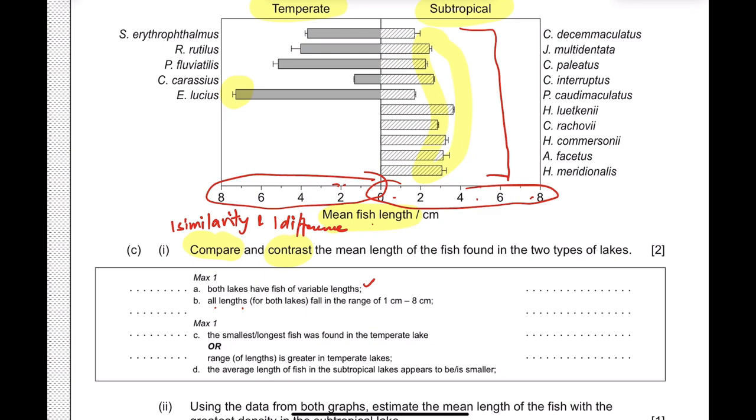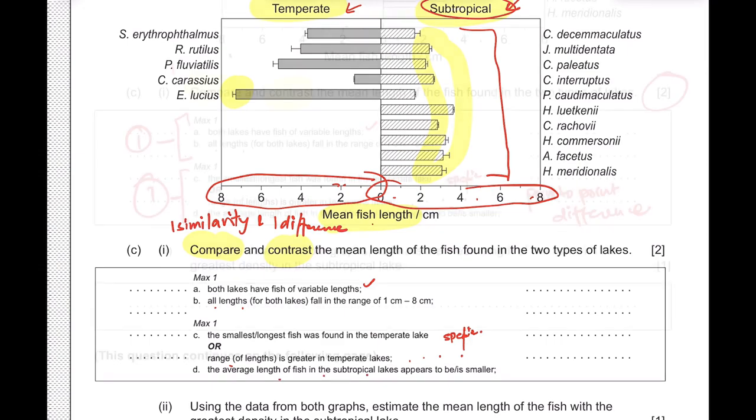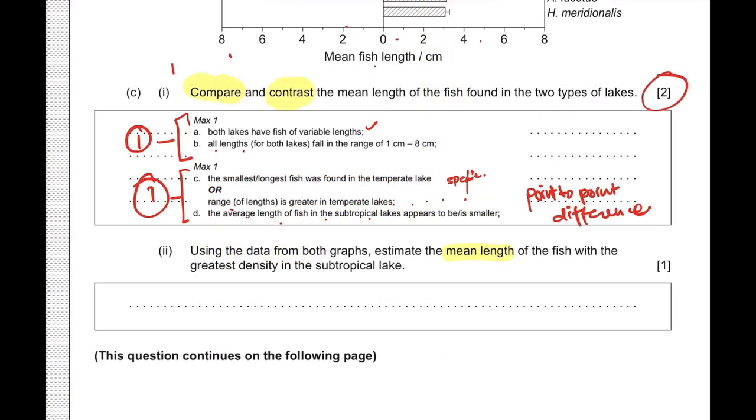This becomes a similarity. Now when you are writing down difference, do not leave your answers incomplete. For example, that the smallest fish was found in temperate, while this you have, because you're comparing with subtropic, it is good to give the specific smallest fish, and range is greater in temperate lake compared to the subtropical. The average length of fish in subtropical appears to be... Estimate the mean length of fish with greatest density.